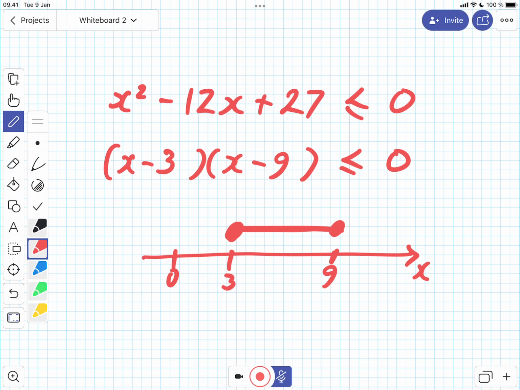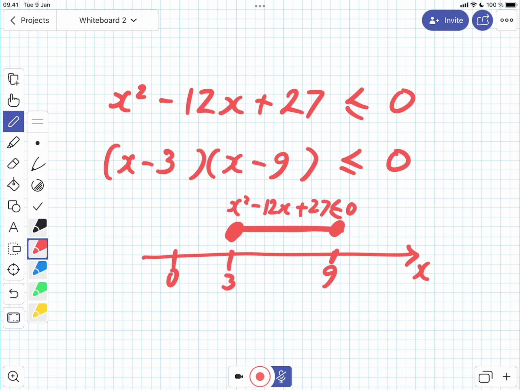Let's think of a random value in between. So, for example, when x is 5, you'd get 2 times minus 4. So a negative times a positive would definitely give you a negative, so it would be below 0. So generally speaking, the inequality is satisfied between 3 and 9. So if x is more than 3 or less than 9, then the inequality x squared minus 12x plus 27 less than or equal to 0 is true, is satisfied.